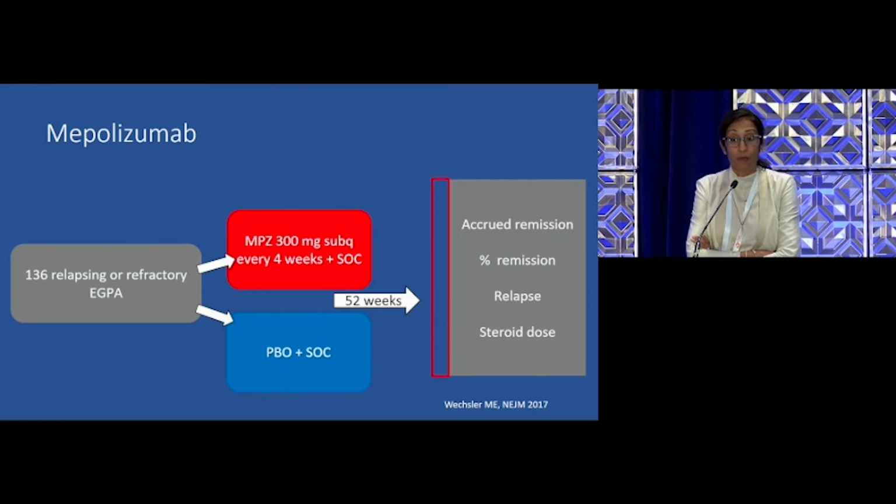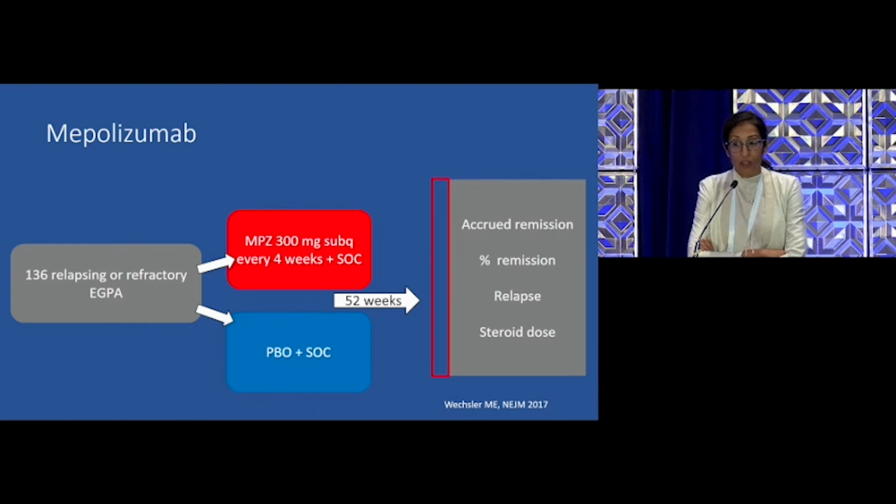So how is this approved? Mepolizumab was studied, and again, I know I was just sitting in the EGPA session there. A lot of the data that we use in the treatment of EGPA is extrapolated from our GPA and MPA patients because we have more of them. They are different disease processes, but this is one of the few trials that really specifically looked at EGPA patients. So it had 136 relapsing or refractory EGPA patients. Basically, they were either given this drug every 4 weeks, plus their standard of care, or they were given placebo. And then they were followed for a year.